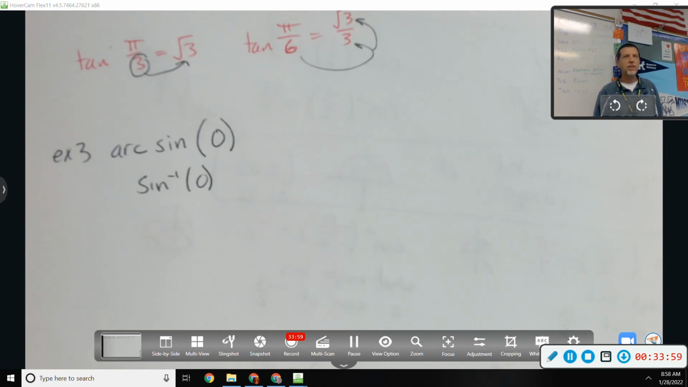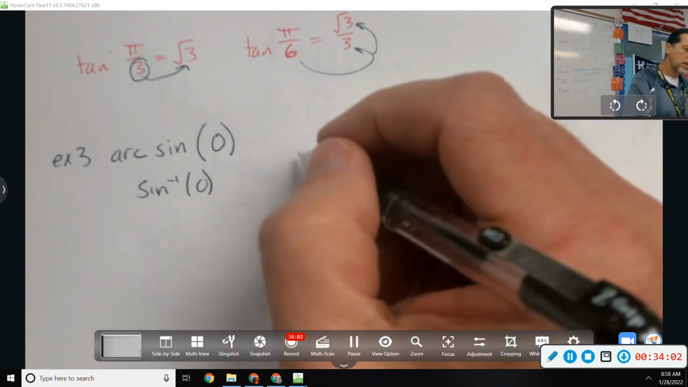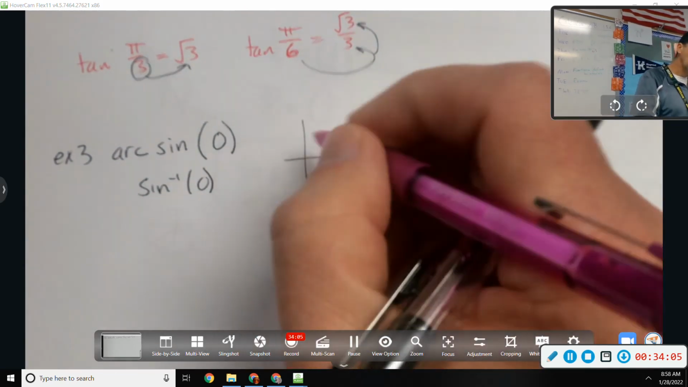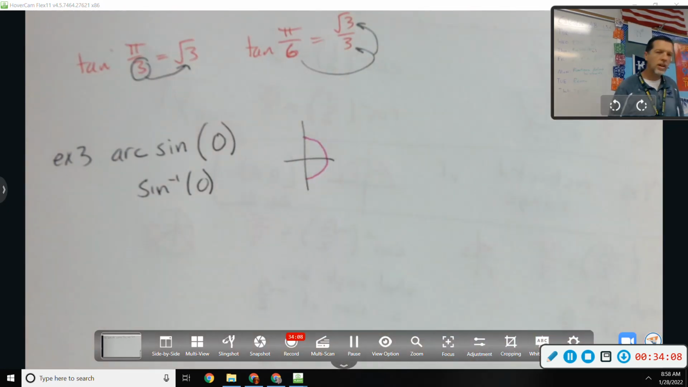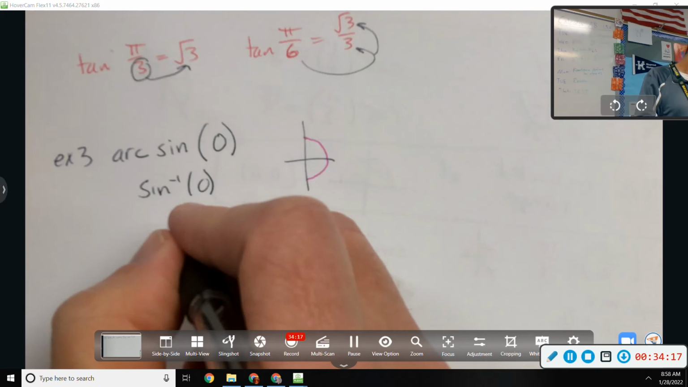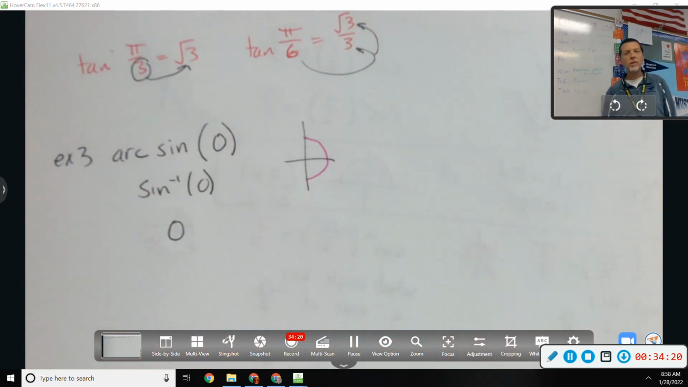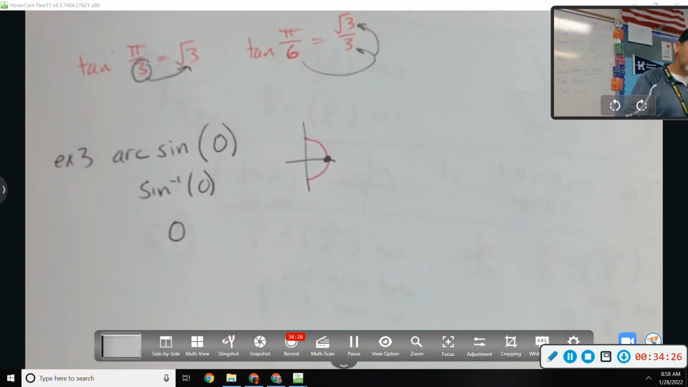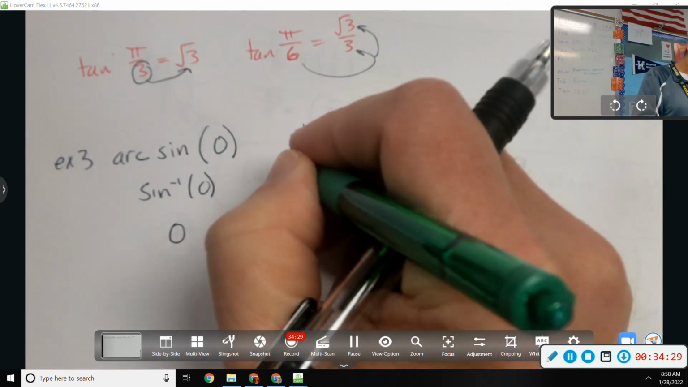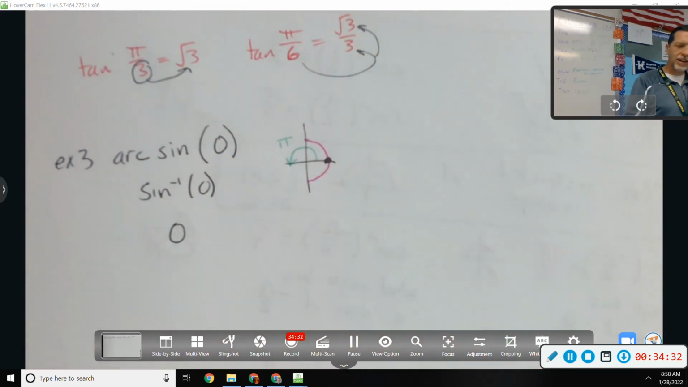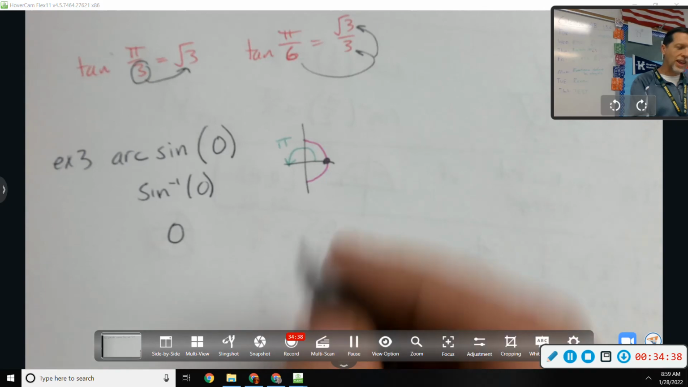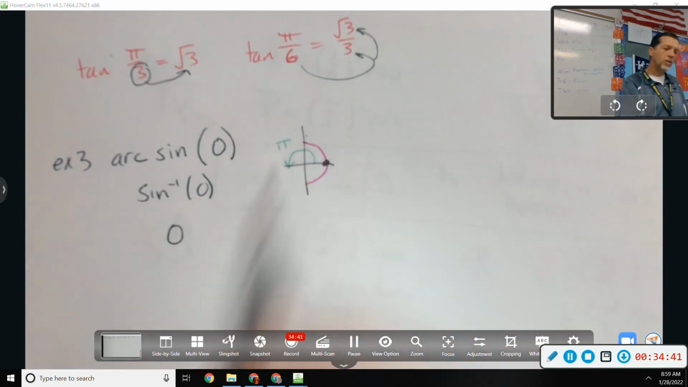So that means find an angle whose sine is 0, and it's got to come from... So what angle? Zero or 2 pi or pi, but only one of those answers is acceptable. It's got to be 0. Yes, the sine of pi is 0, but that's not allowed. Sine of negative pi is 0. Sine of 2 pi is 0, but none of those are allowed. Only between negative pi over 2 and pi over 2. I can only have one answer.